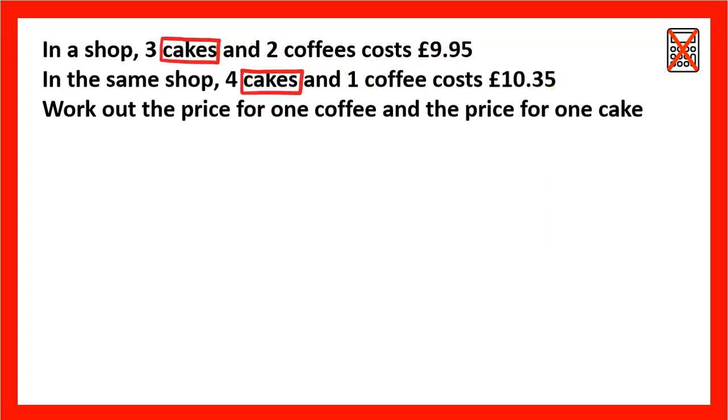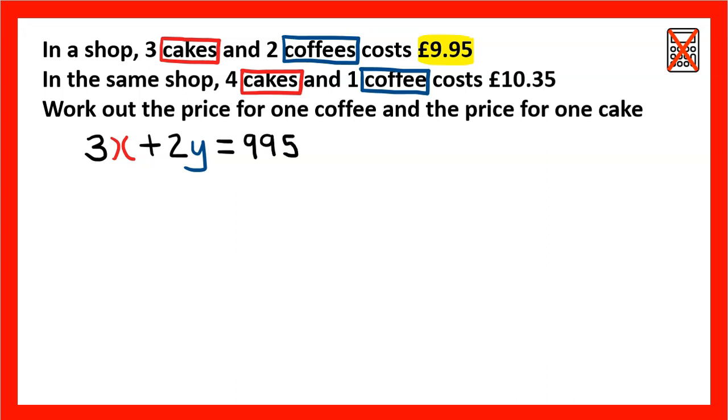Instead of writing down cakes every single time, I'm going to let cakes equal the letter X. And likewise for coffee, I'm going to let this unknown be the letter Y. So for the first situation, or the first equation, we have 3 cakes, and I've called cakes X. So 3X, and we've got 2 coffees, so adding on 2 lots of Y. And this is equal to £9.95. Because we don't have a calculator for this question, it might be quite helpful to do this in pence to eliminate the decimal places. So this would be equal to 995.